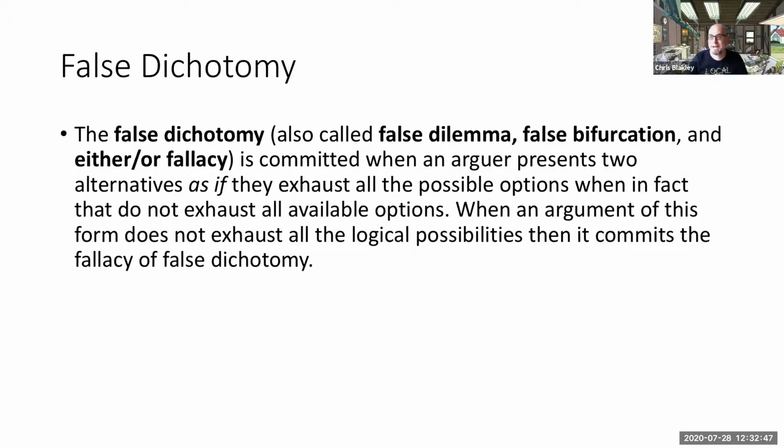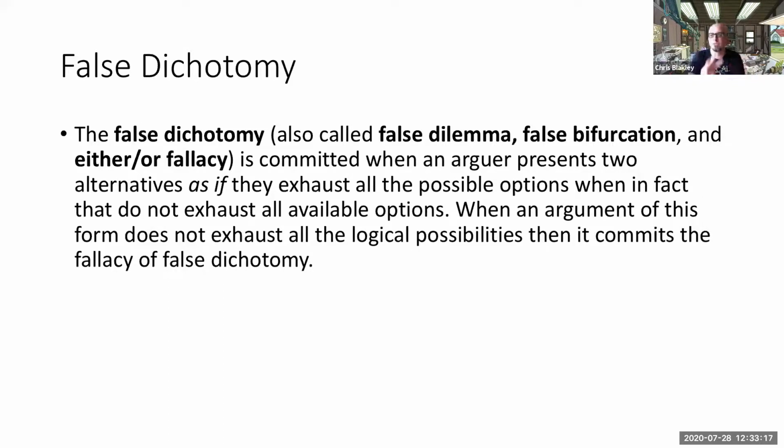All right, next we have false dichotomy. Other names for this one include false dilemma and false bifurcation. Many times it's just called the either-or fallacy. It's committed when an arguer or an argument presents two alternatives as if they exhaust all the logical possibilities, when in fact there's at least a third option, or another option rather, that is left out.